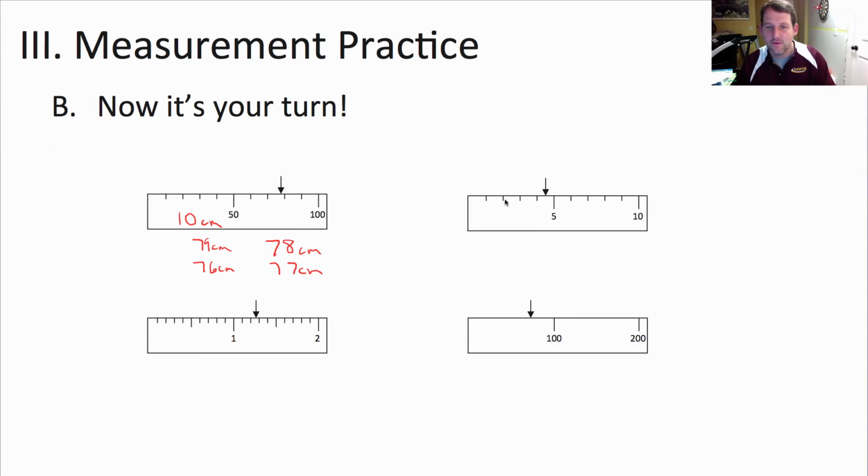This next one, this is 1, 2, 3, 4. So our smallest increment is 1 centimeter. And we know it's between 4 and 5, so it's 4 something. And that something looks about halfway, so I'm going to put 5. Now, of course, that means it could be 4.4 centimeters or 4.6 centimeters.